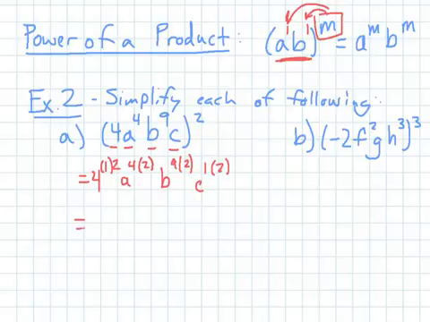Okay? So now everything's to the second power, or squared. So a to the 4 times 2 power is 8. B to the 9 times 2 power is 18. And c to the 1 times 2 power is 2. Now notice the 4 also got a power of 1 to the second power. That means it's just squared. So 4 squared we actually know. So I'm going to change 4 squared to 16.